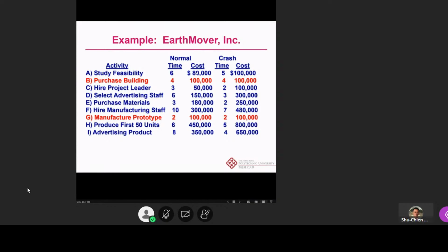But then for activity A, you will find that the slope is 100,000 minus 80,000, for crashing one day, because the 6 becomes 5. And for example, the higher project leader can be reduced for one day. If we pay the crash cost, the slope is 100,000 minus 50,000. So all this information is actually the same as what I just mentioned in the previous example, right?